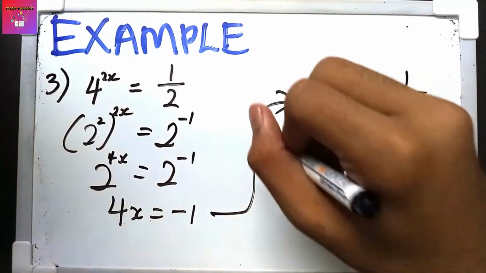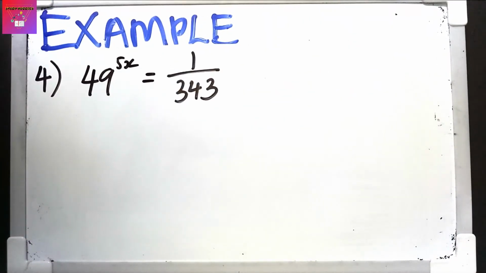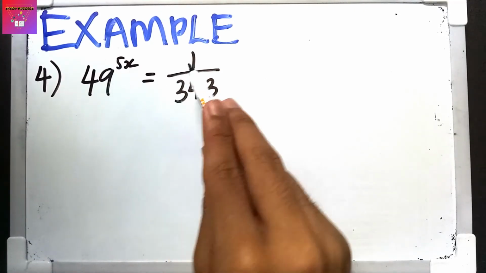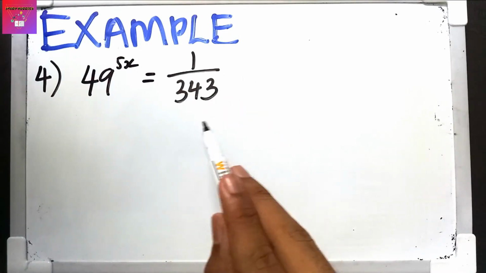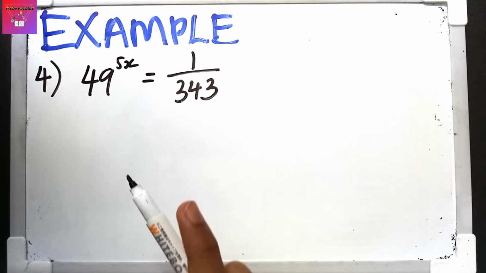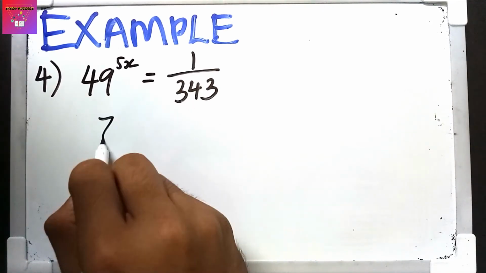This is just to prove that this calculation is correct. So now we are going to look at another question which is similar to the one we watched before, but with a bigger number. So 49 to the power of 5x equals 1 over 343. So change it to the same base, as that's the most important thing you should do to answer this kind of question. So 49 is actually 7 squared.